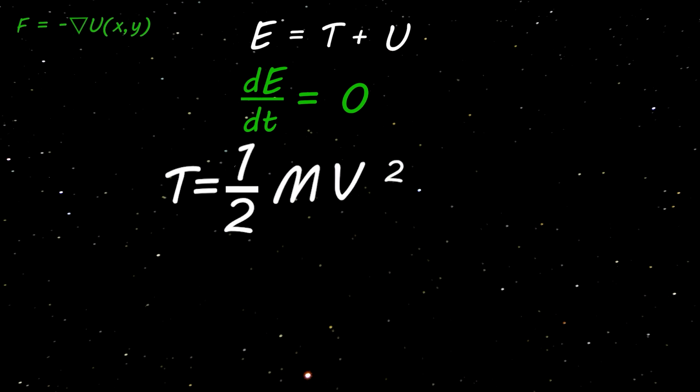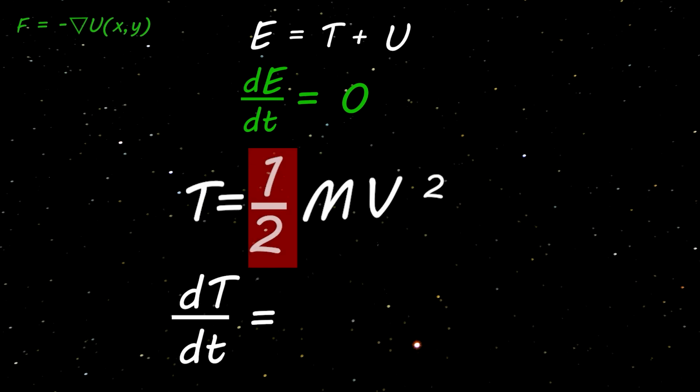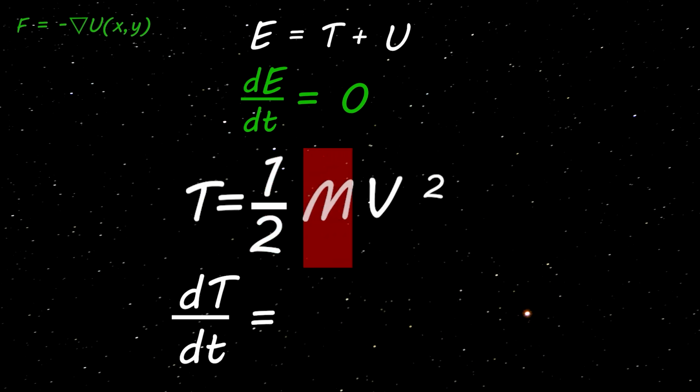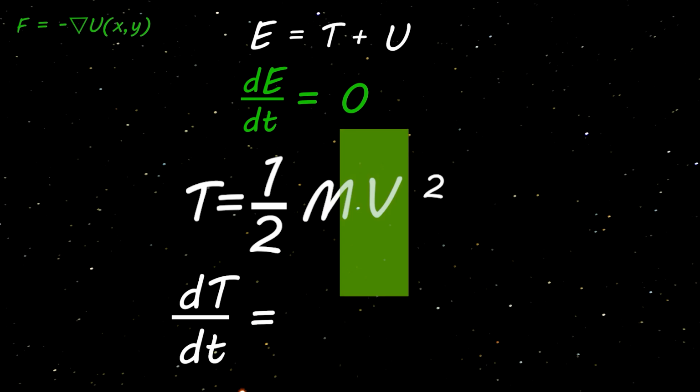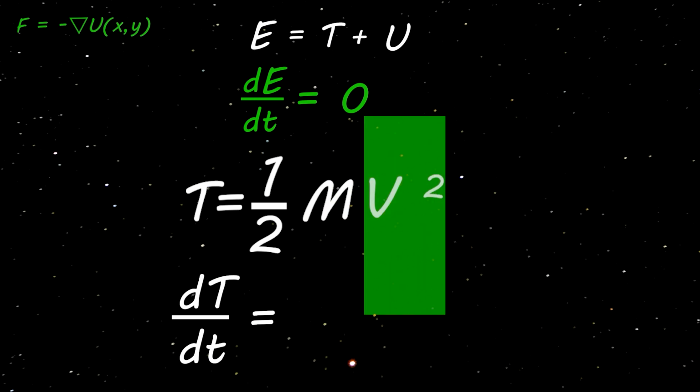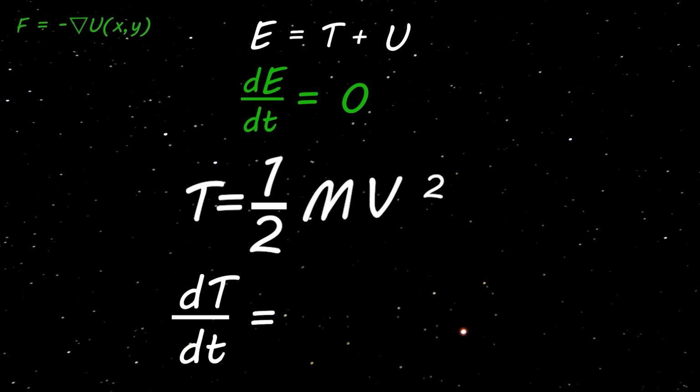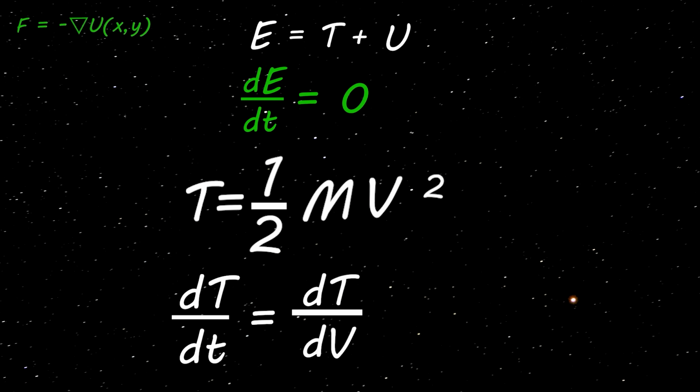Let's see how the kinetic energy changes with time. The half is a constant, which doesn't change with time. The mass is also a constant that doesn't change with time. The only thing that will change with time is velocity. So the kinetic energy will change with time because the kinetic energy will change with velocity, and velocity changes with time.